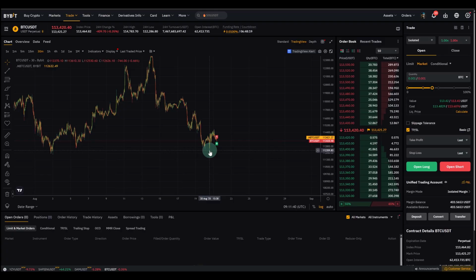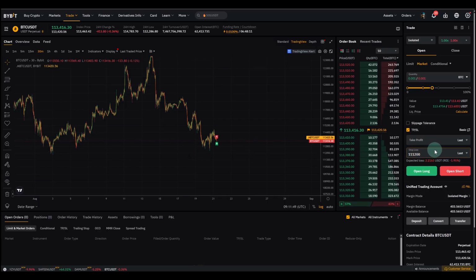So I could use here the last swing low at around $112,250. So we'll set it just below that. Important is it always needs to be some kind of a technical level that aligns with your trading plan where you set the stop loss. So that would be my stop loss if I want to go long.